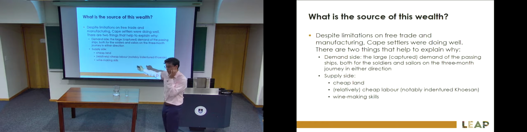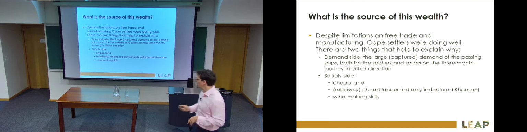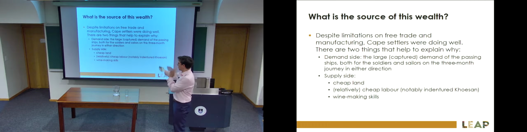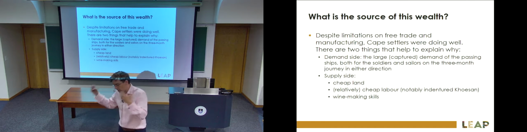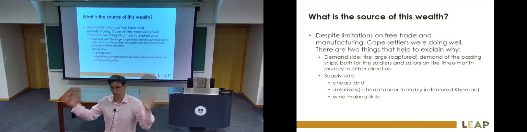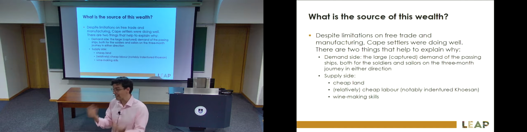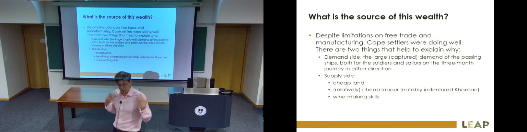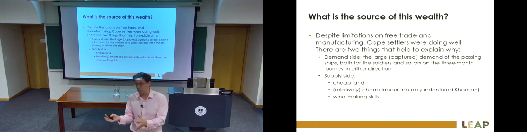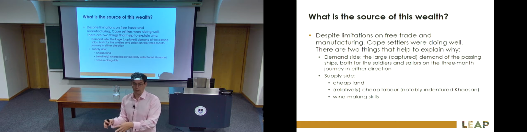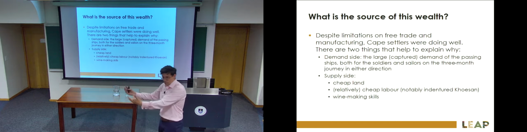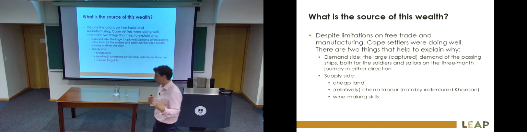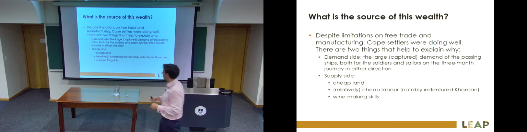Last two slides. What is the source of this wealth? We can talk about both of these slides for a long time, but let me just say, as an economist, you've got a demand side and a supply side. The demand side is the fact that the Cape has a captured market, the ships, right? These ships really don't have an alternative. There are some alternatives, but they really don't. So about 6,000 soldiers and sailors stop every year in Cape Town. That's a massive market if you're producing wheat, wine, and meat. You're selling to the company, but there's also a market for the company's goods. And if there's a demand, then there will obviously be people producing.